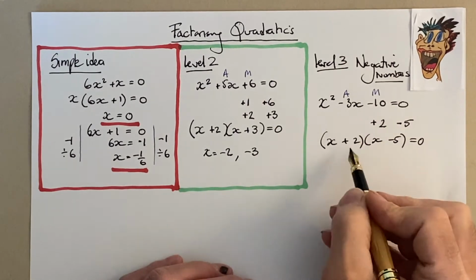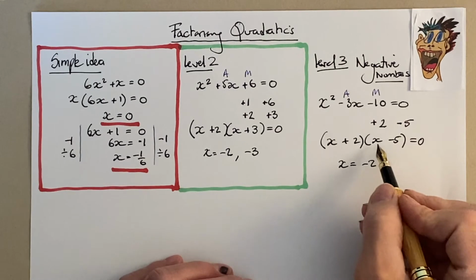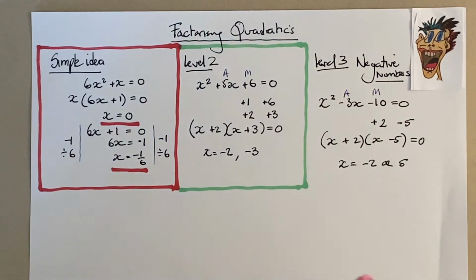And so this bracket has to equal 0. So therefore x could be negative 2. Or this bracket equals 0. So x could be 5. And so that's how you deal with level 3.